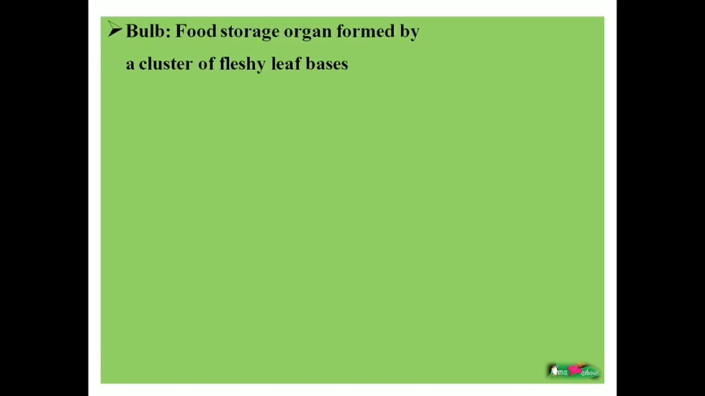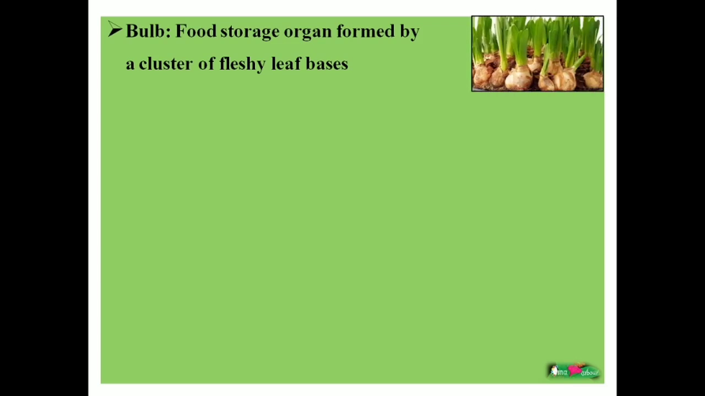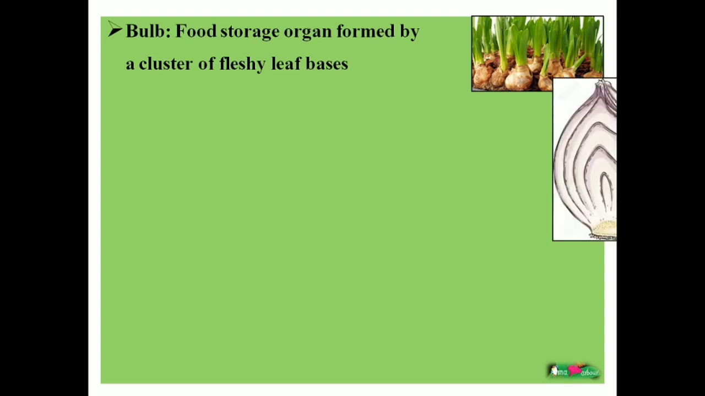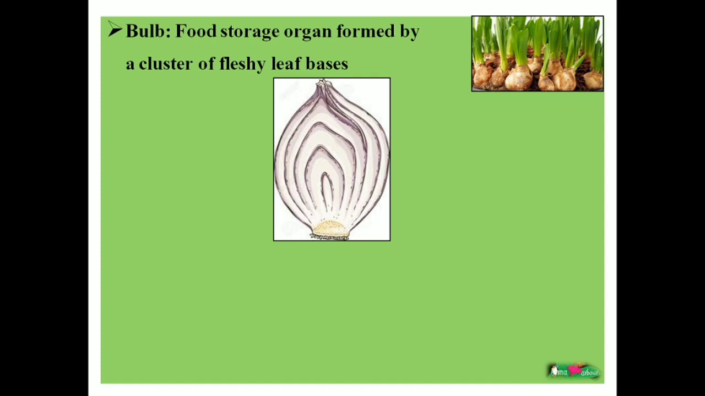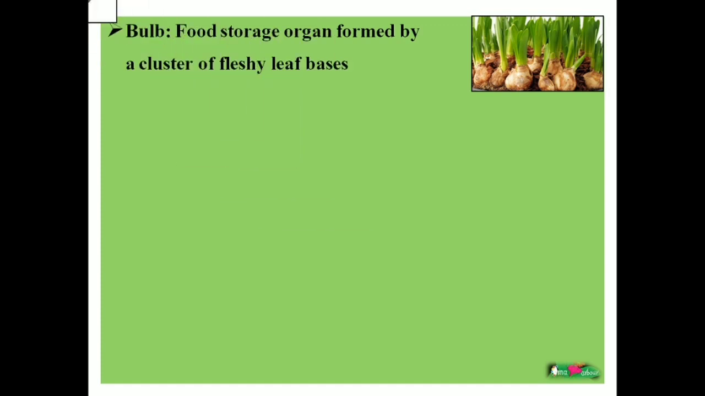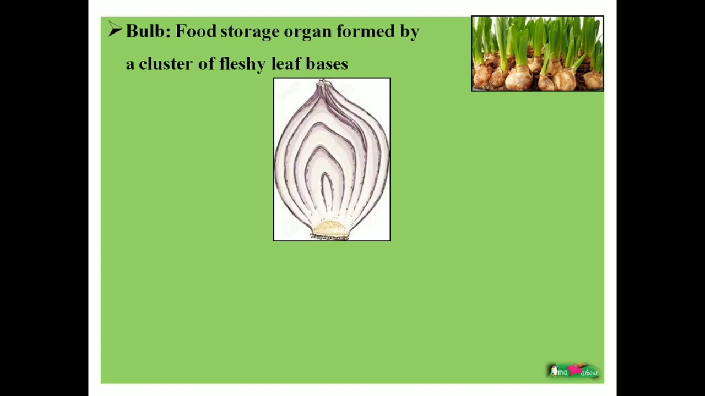Next is bulb. Yes, a food storage organ formed by a cluster of fleshy leaves is called a bulb, in which some bulbs are tunicated and some are non-tunicated. Simply, a papery layer with layers means tunicated, and a papery cover but no layers means non-tunicated. Tunicated, the best example is onion. And if we think about floriculture, there is daffodil. It is also called a true bulb. It is a tunicated bulb.